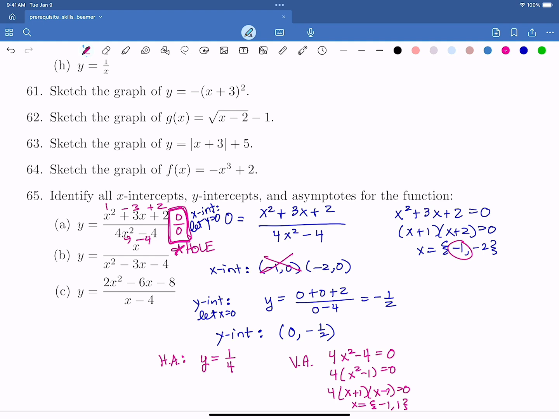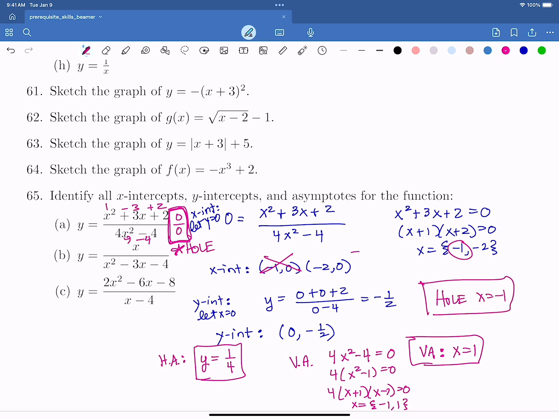Okay. So vertical asymptote only at x equals 1. Horizontal asymptote y equals 1/4. There is a hole in the graph at x equals -1. There is an x-intercept at -2, 0, and there is a y-intercept at 0, -1/2. Okay, so that was a lot of information for that graph.